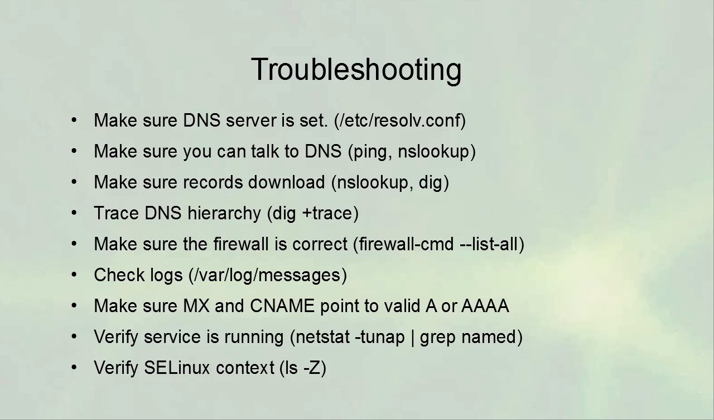If you have any MX records or CNAME records, you want to make sure they point eventually to a valid A or quad A record. CNAMEs can point to other CNAMEs and MXs can point to CNAMEs, or they can both point to A or quad A records. But eventually, if you keep resolving it, it should get to an A or quad A record.